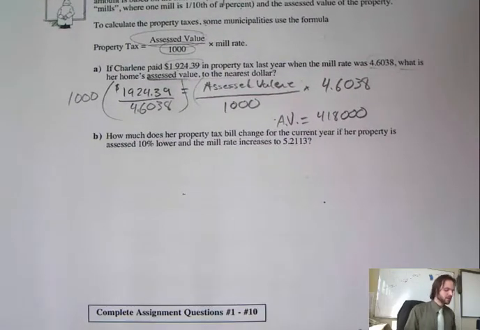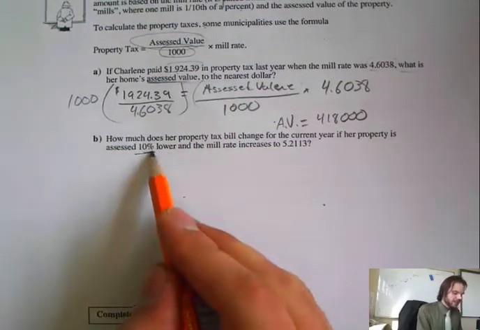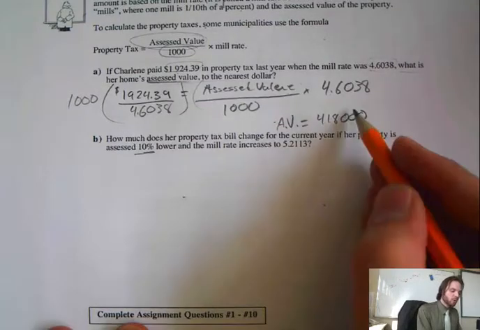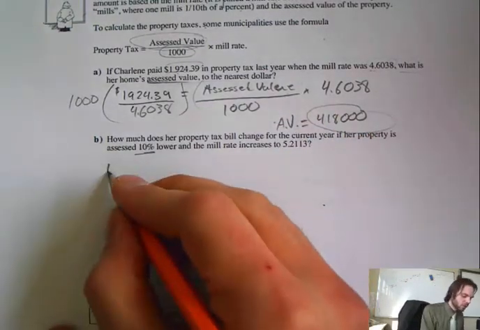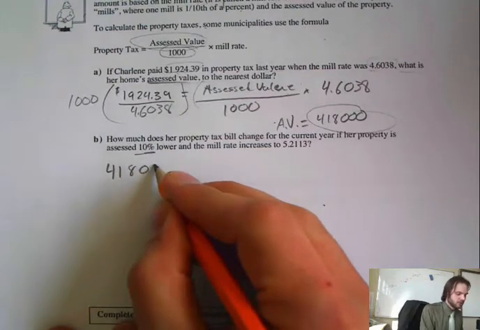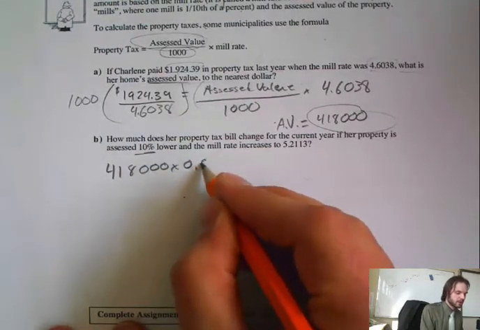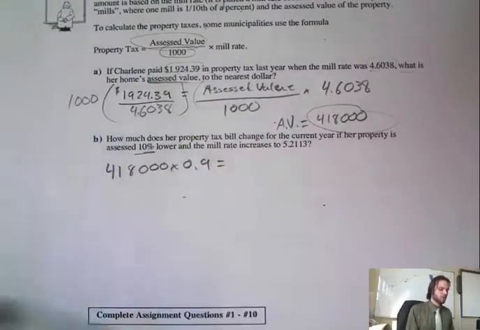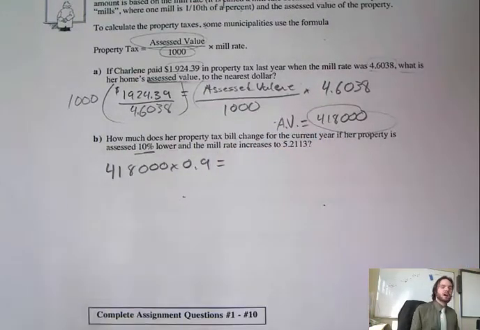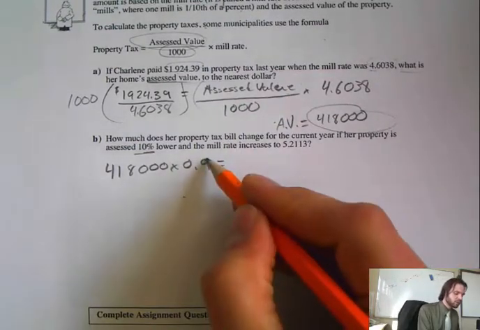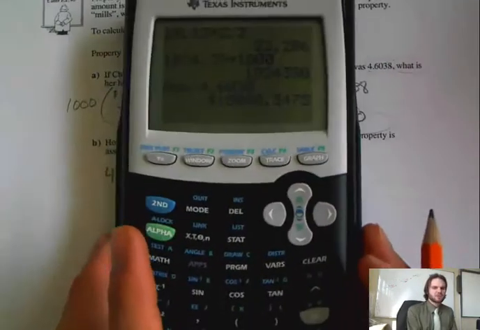Let's take a look at B. B says, how much does her property tax bill change for the current year if her property is assessed 10% lower and the mill rate increases to 5.23? So now her property value is 10% lower. So we only want 90% of that value. So I'm going to go 418,000 multiplied by 0.9. Okay, because we want 10% less. So I did 100% subtract 10% is 90%, which is 0.9. That's how I got that. So let's put that in.